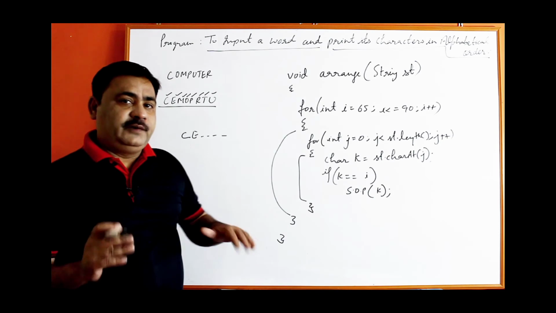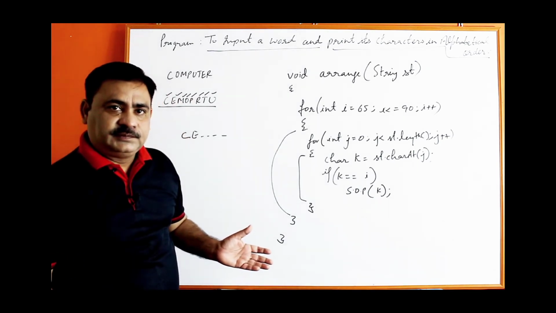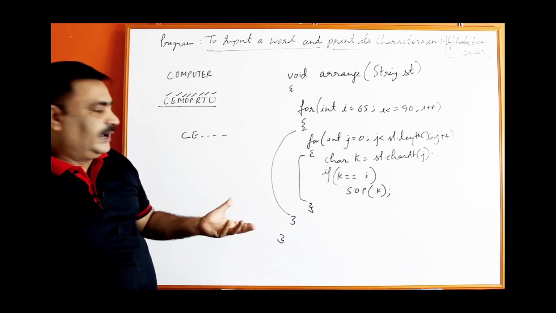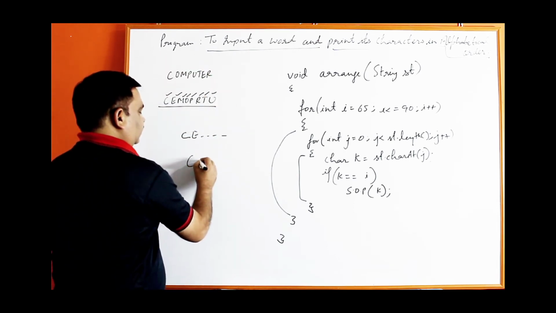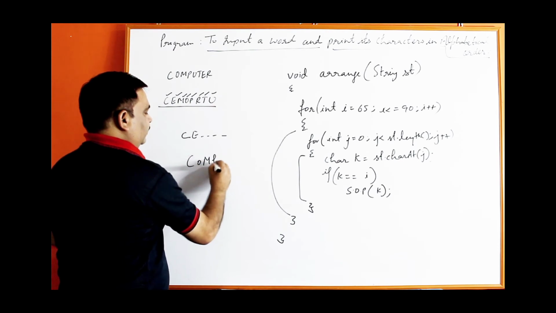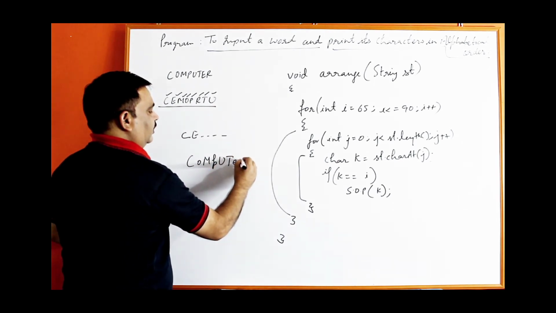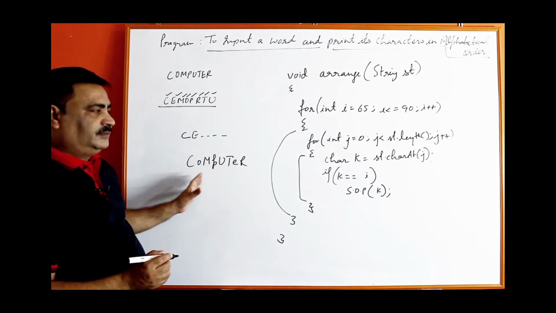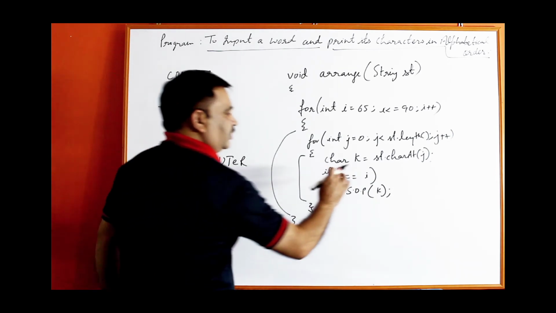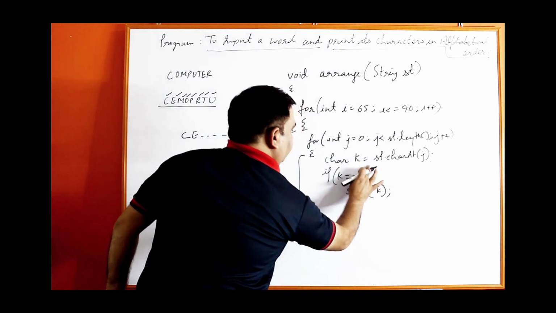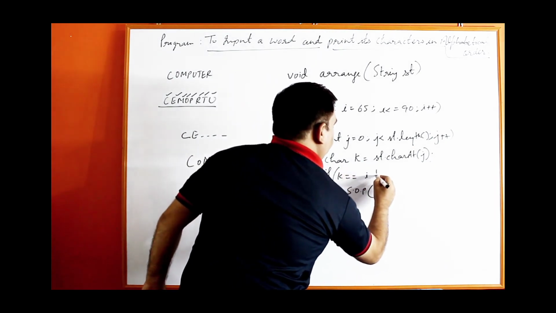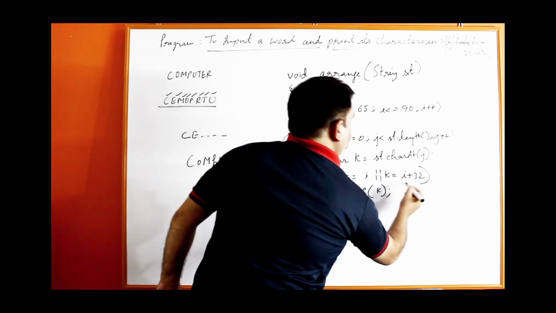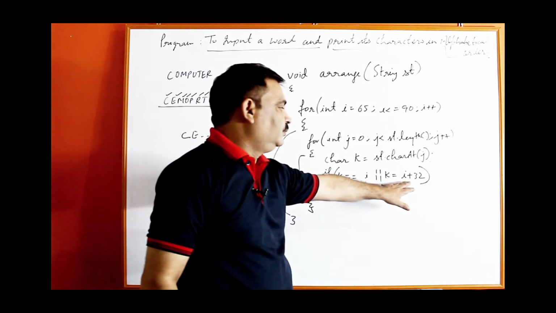Now this program is only for capital letters. If the string contains capital as well as small letters, in combinations like C, O, M, P, U, T, E, but we have to arrange in alphabetical order, then you can just put one condition: if k equal to i or k equal to i plus 32. Now why is it i plus 32?